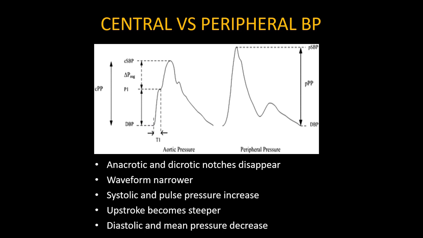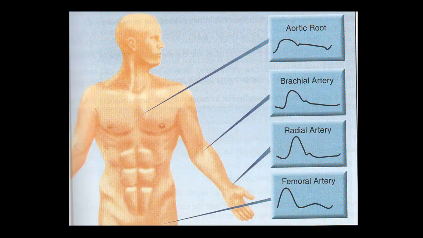How to differentiate between central and peripheral blood pressure? In a central blood pressure, anacrotic and dicrotic notches both appear, because this is the aortic pressure. The waveform is narrower in the peripheral. Systolic and pulse pressure increases. Both systolic pressure goes high and pulse pressure increases. Systolic pressure goes high because the resistance goes down, and the upstroke becomes steeper, and diastolic and mean arterial pressure decrease. So this is the comparison of different pressures at the aortic root, brachial artery, radial artery and femoral artery.